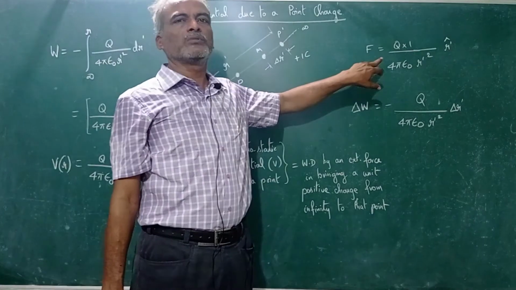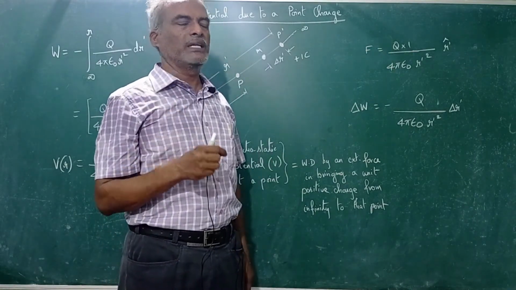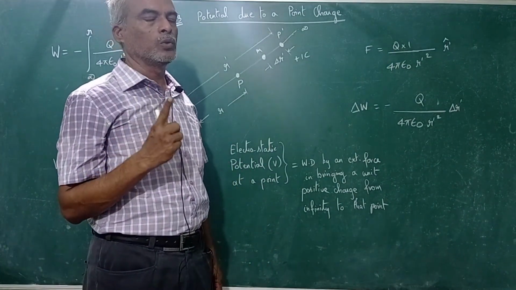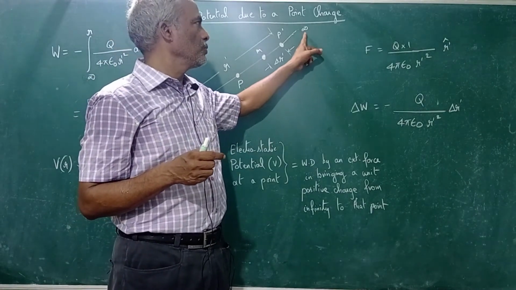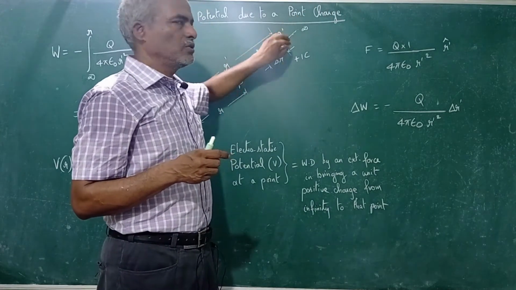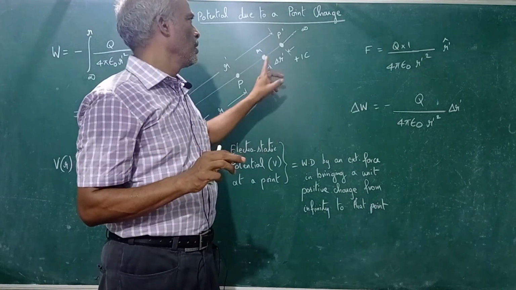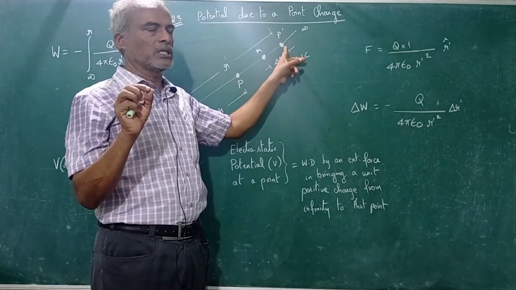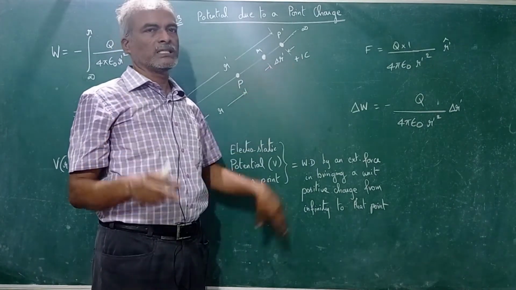So we know by Coulomb's law the force is equal to 1 by 4 pi epsilon naught q1 q2 divided by distance square. Now we assume the other charge to be 1 coulomb, a unit charge. Now we try to move this positive charge from infinity to P dash, so work is being done because of the external force. Then we move the same unit positive charge from P dash to some intermediate point M. The distance covered is del r dash.